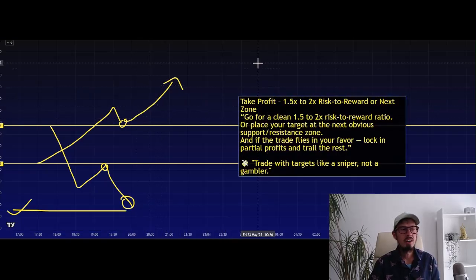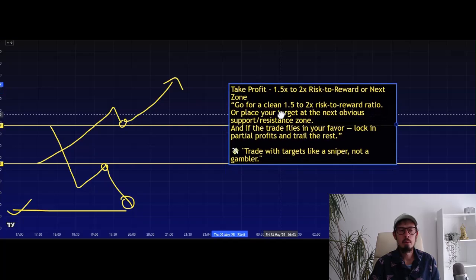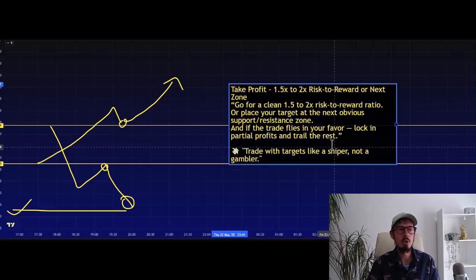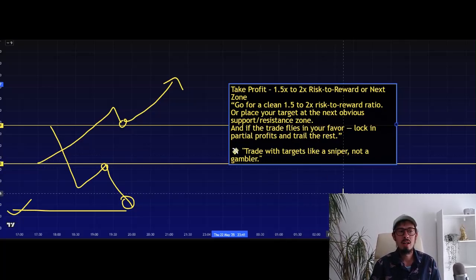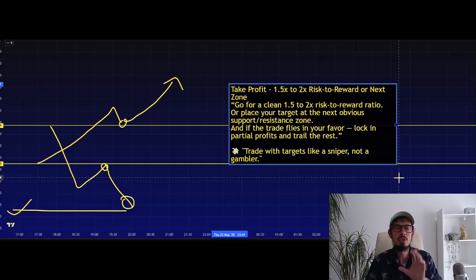However, if you're a newbie trader and you are not that comfortable identifying previous swing highs and previous swing lows, then make sure that you enter these buy and sell trades based on the break and retest, and use these risk-reward ratios. For take profit, use a 1.5 or 2 risk-reward ratio. So go clean with 1.5 or 2 risk-reward ratio, or place your target at the next obvious support or resistance zones. And if the trade flies in your favor, lock in partial profits and trail the rest. Trade with targets like a sniper. Don't trade like a gambler.